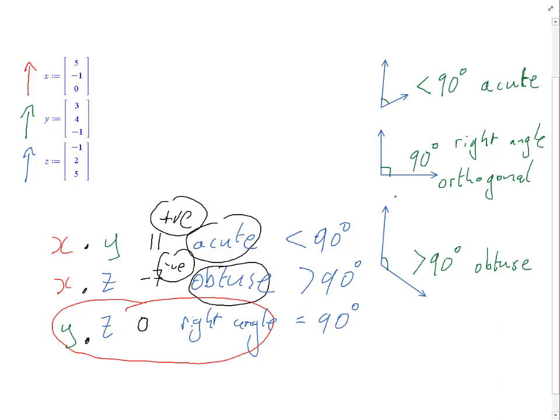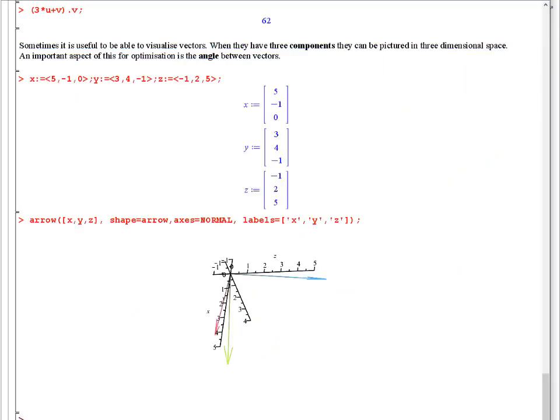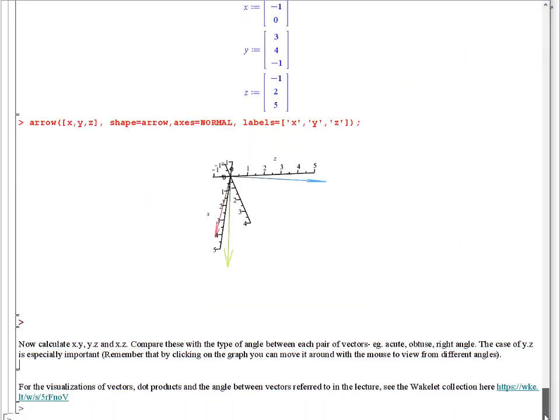So that's a really easy way to tell that two vectors are at right angles, is to do the calculation and see if you get 0. In that case, you have a right angle. Okay, hopefully that's clear from there.